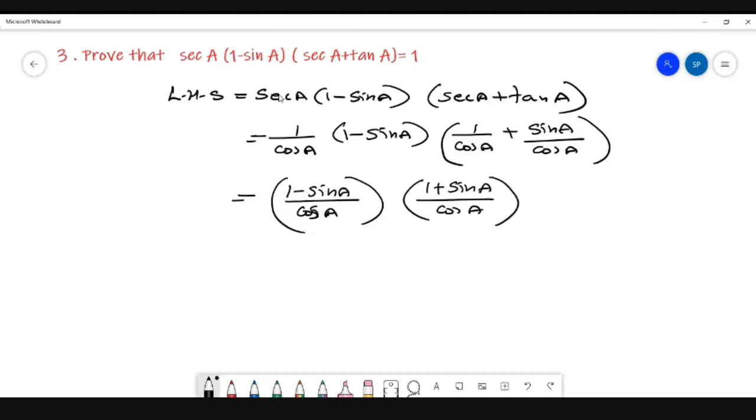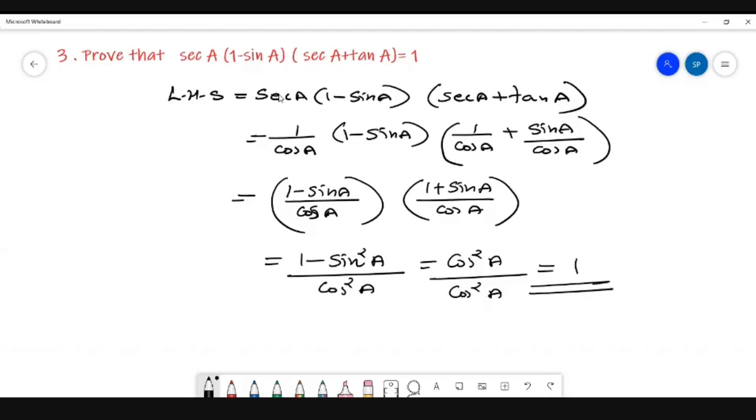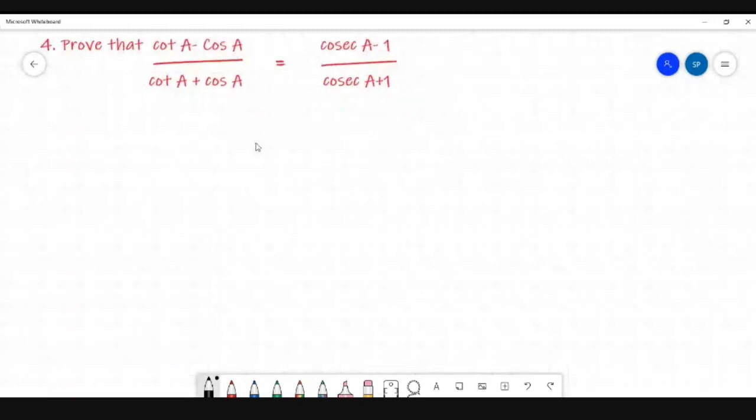Now (1 minus sin A) into (1 plus sin A) is 1 minus sin square A, by cos A into cos A, we have cos square A. And we know 1 minus sin square A is cos square A, by cos square A. Cos square A by cos square A we have 1. Okay, now we have proved that left hand side equals right hand side. You have the fourth question here. Cot A minus cos A divided by cot A plus cos A equal to cosec A minus 1 divided by cosec A plus 1.